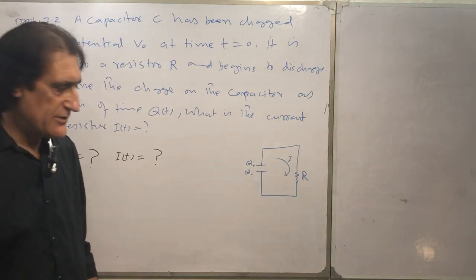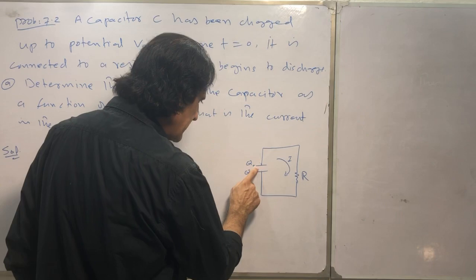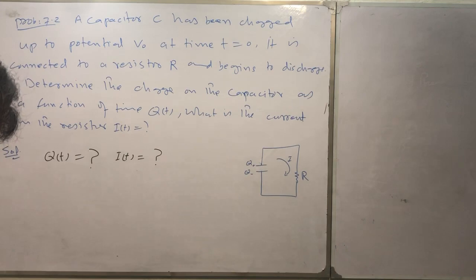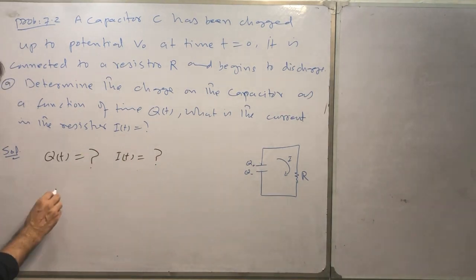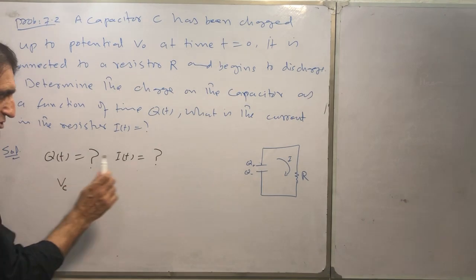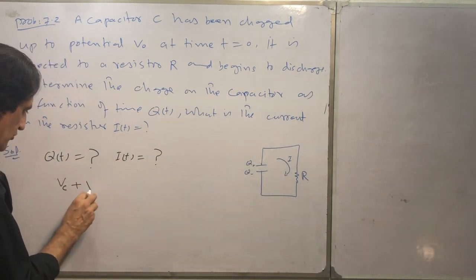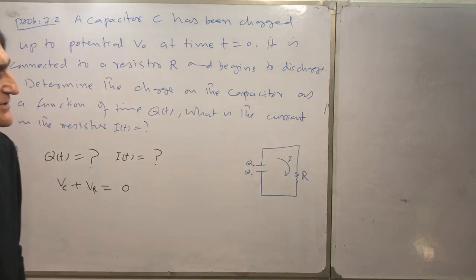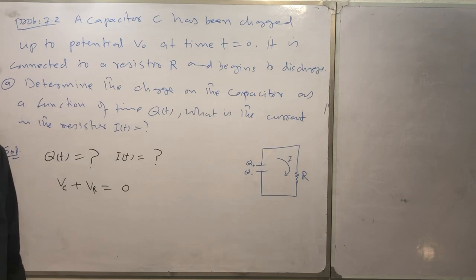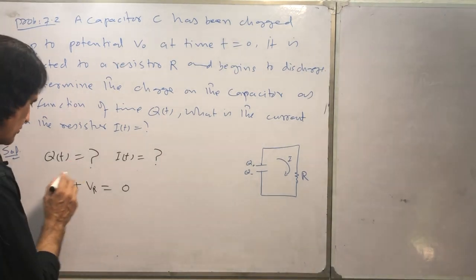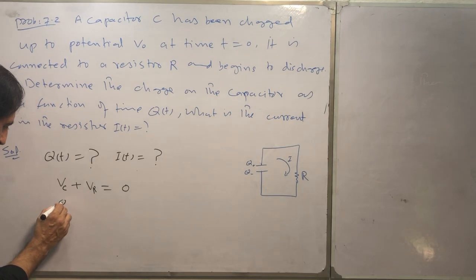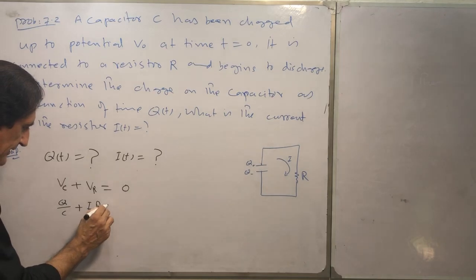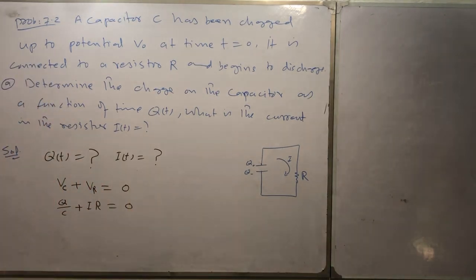will be equal to 0. And here, what is the voltage here? What is the voltage here? We need to write it down. It means that Vc, the voltage of this capacitor, plus VR, the voltage across this resistor R, is equal to 0. And we also know the voltage in the capacitor is Q divided by C, plus V equal to I R, which is equal to 0.